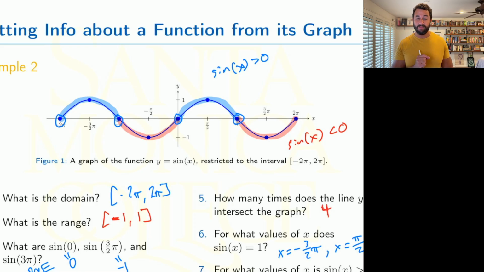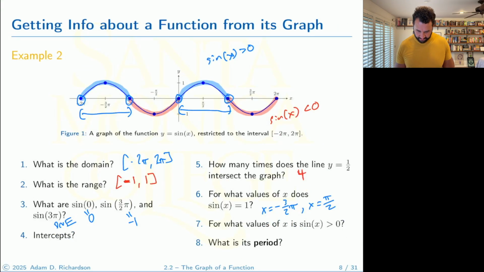There's infinitely many points where this is true. So what we need is this interval from here to here, and this interval from here to here. And on those two intervals, sine of x is positive. So what's this first interval? It's negative 2 pi to negative pi. So I'll write that here.